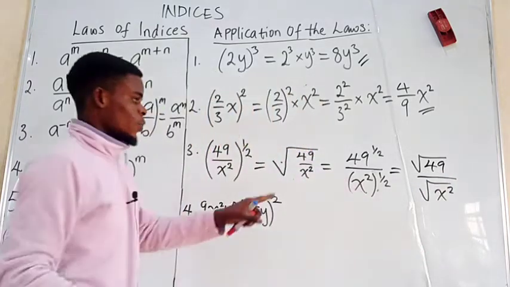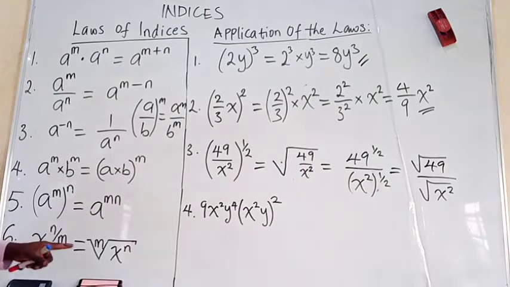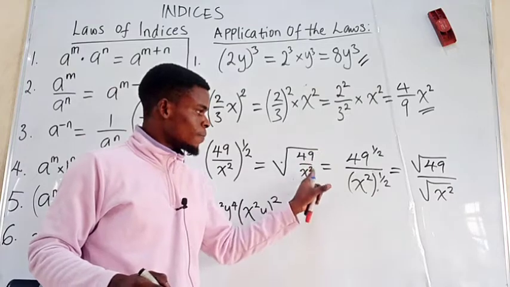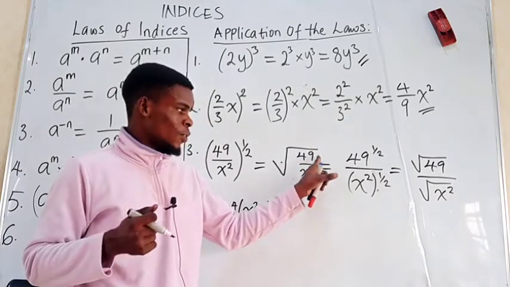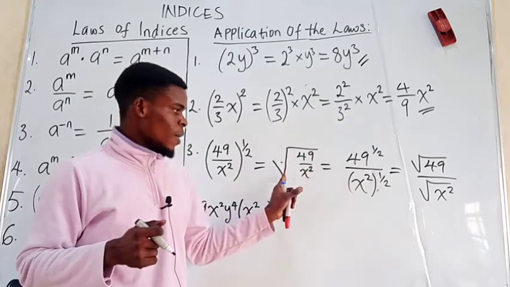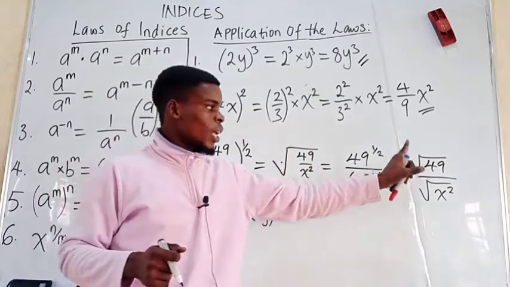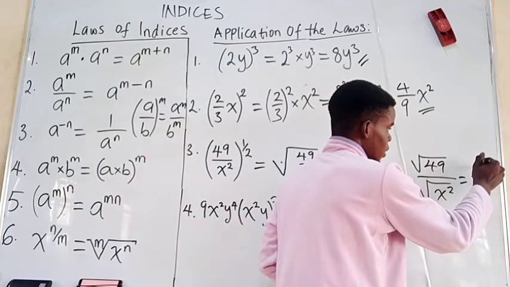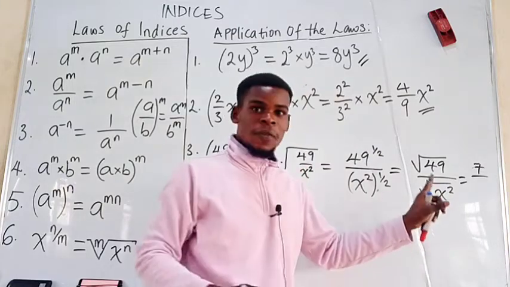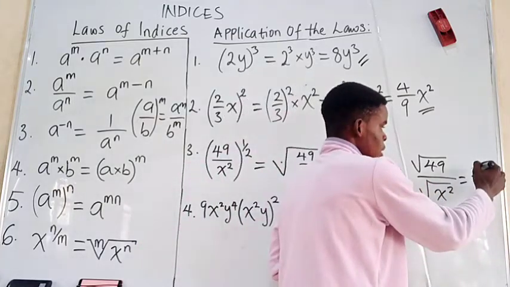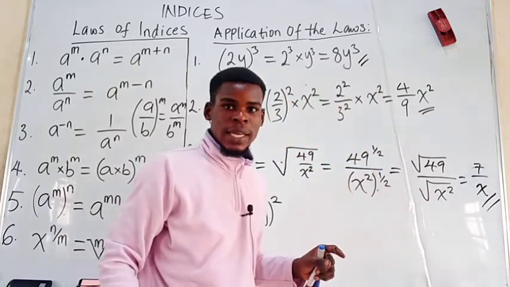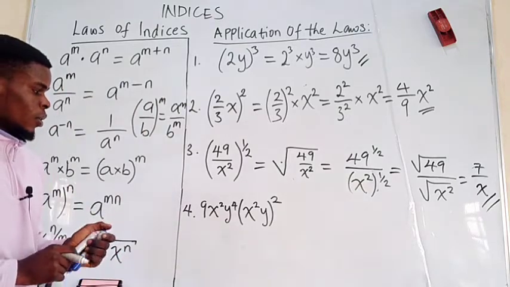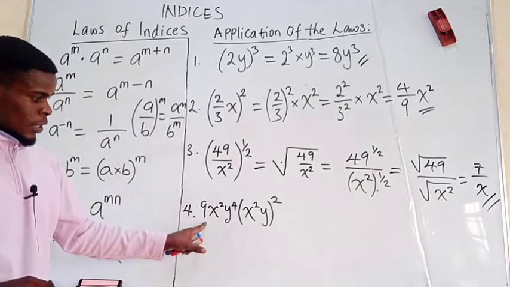Talking about the law number 6, which is just this one. So I want to show you that whenever we're having the square root of the quotient or the fraction, okay, it is the square root of the top divided by the square root of the bottom, like this, right? Okay, so we know that the square root of 49 is equal to 7, and the square root of x squared is just x. So this right here is the result we get. Okay, that's very nice.